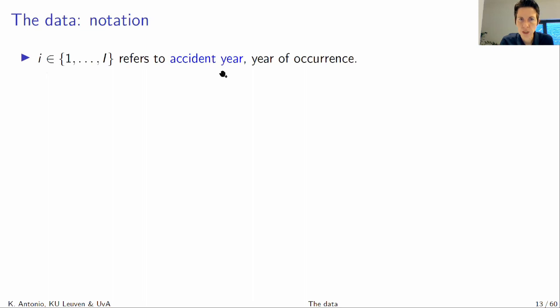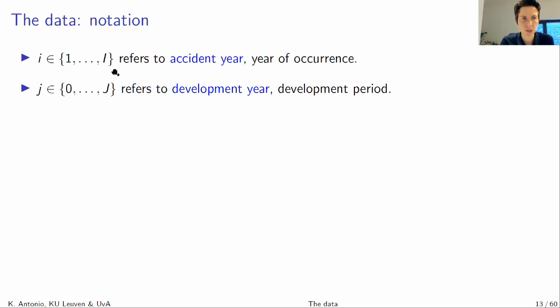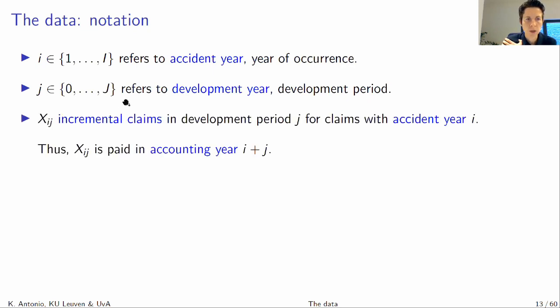We're going to use I for the accident year, the year of occurrence, and I'm going to let I run from 1 to capital I, the most recent accident year in my data set. I'm going to use J for the development year, and I'll let J start from 0 and run till capital J. Xij is my notation for the incremental paid amount in development year J for claims happening in accident year I. So I could also say this Xij is paid in accounting or calendar year I plus J.